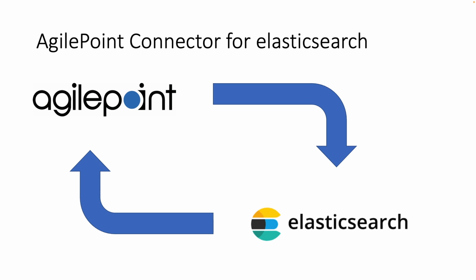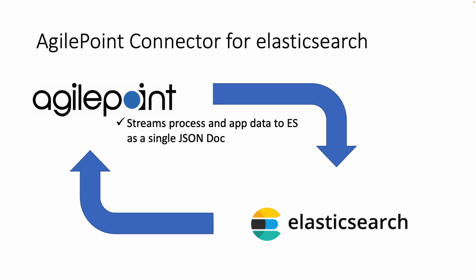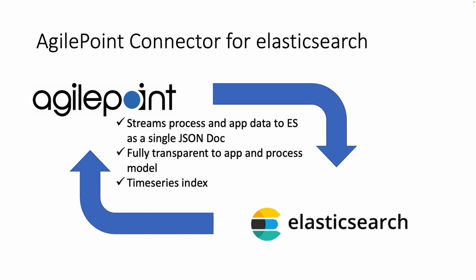In this next vlog demo, we'll be focusing on the connector part of the integration. As mentioned, the connector acts as a data pipeline that transforms and streams process and application data to Elasticsearch to ingest for indexing. It will stream process and application data to Elasticsearch as a single JSON document. So all instance per process and application information is structured into a single JSON document and streamed to Elasticsearch. It is fully transparent to the application and process model, so no action is needed on the process or application for data to be streamed. Data will be streamed onto a dedicated index, which is a time series based index, and it allows configurable worker threads to make an efficient and scalable processing for both AgilePoint and Elasticsearch.